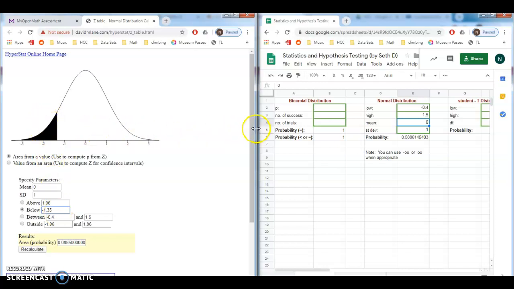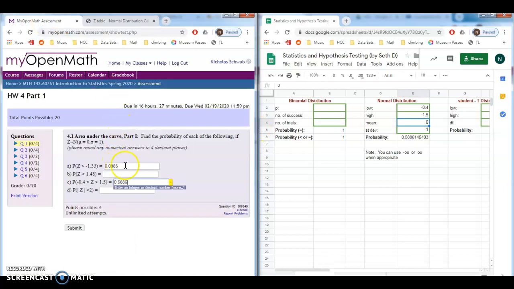So that's how we can use this calculator to do these types of problems. I will do another problem in a minute. I'll post that one too.